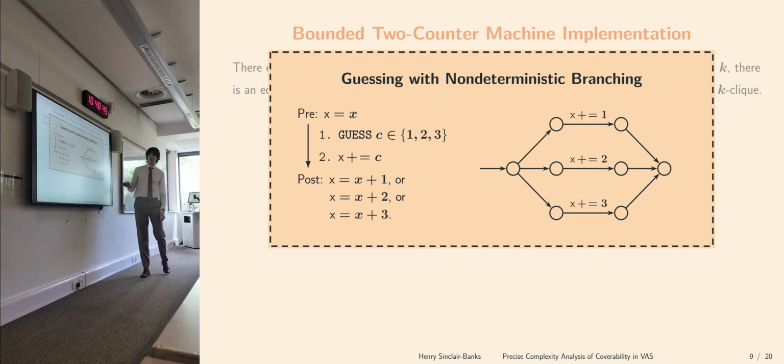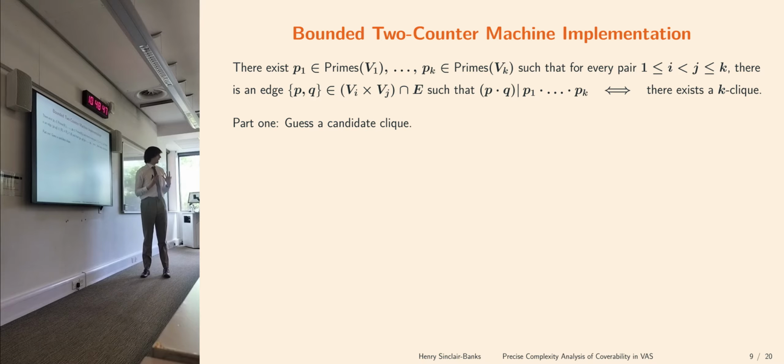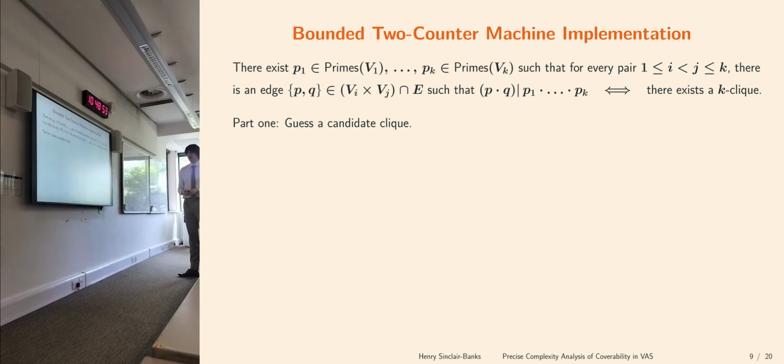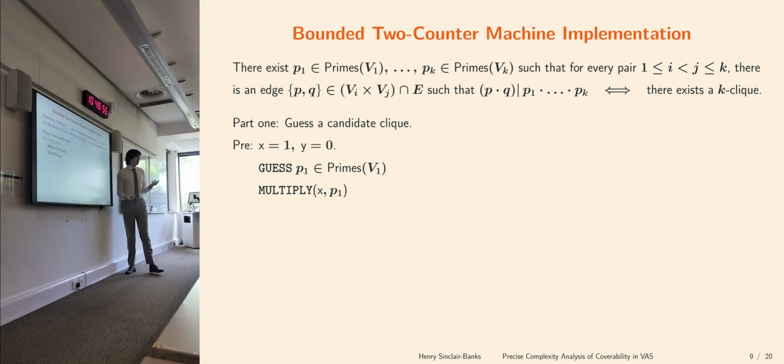So when I write down the word guess, you should have this kind of picture in your mind. The first part is that I need to guess a candidate clique. I'm going to do this in 2 phases. First, guess a clique, and second, verify that my guess is really a clique. And so for this, I want to multiply by each of the primes, and I'll let you choose.